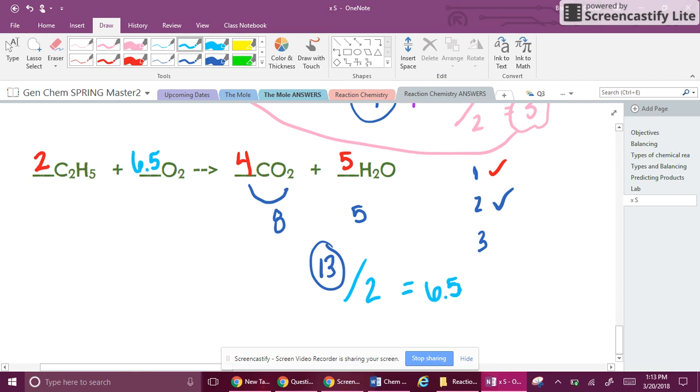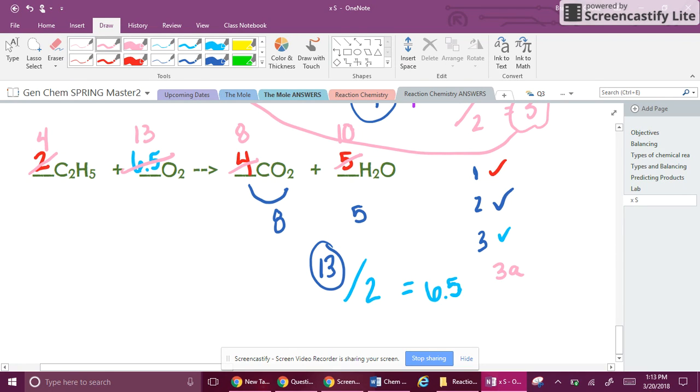But now here's one of our other extra steps that cannot happen. We don't do decimals. So while I did that, I do have to do step 3A, which is double everything. So here our number 2 becomes a 4, 6.5 becomes a 13, and 8 and 10. Sorry, I keep having a frog in my throat. And there you have it, and it should be balanced.